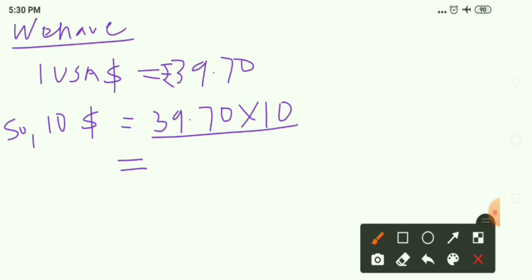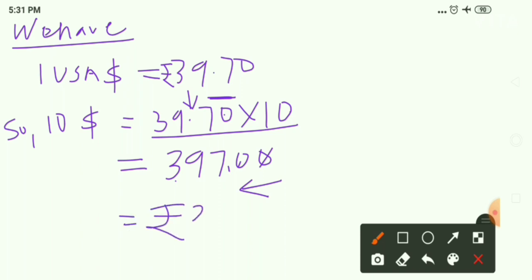39.70 multiplied by 10: you will get 397, and here are 2 zeros, so put 20 in the place of the product. Now count the digits after the decimal. This is our decimal, and we have 2 digits after it. So put 2 digits from the right side in the product, meaning 397.00. It means he got 397 rupees.